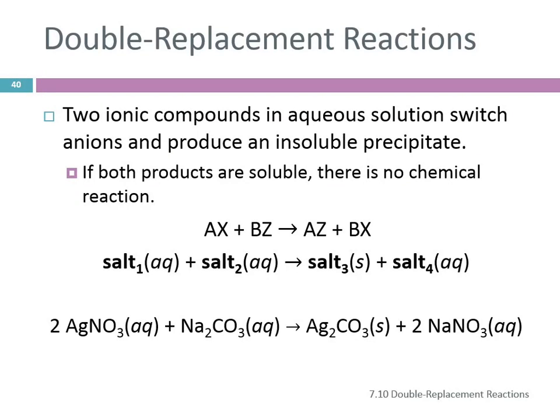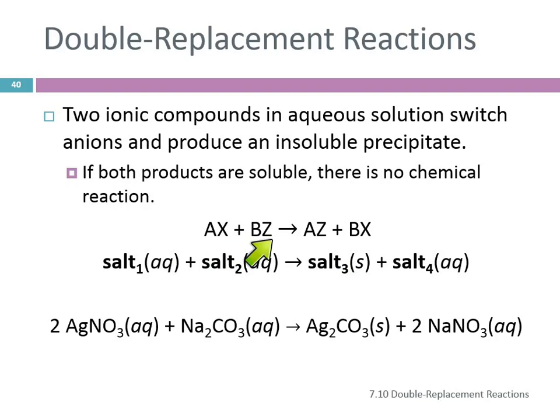Double replacement reactions. Okay, so we needed to look at the solubility rules so that we can predict whether a double replacement reaction is actually a reaction or if it's just a mixing of stuff. So it's only a reaction, a chemical reaction, if we get an insoluble precipitate. So we're looking at AX and BZ, and they're going to swap partners. But it's only a reaction if at least one of these is a solid, an insoluble compound.